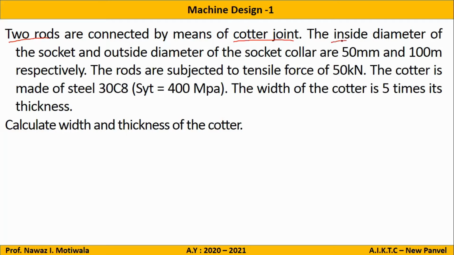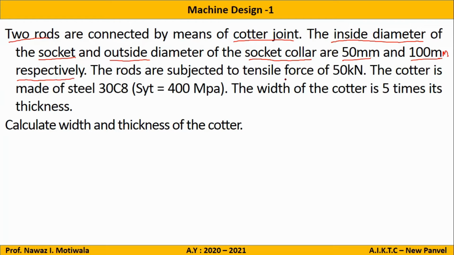The inside diameter of the socket and the outside diameter of the socket collar. See, both different things are given. Inside diameter of socket and outside diameter of socket collar are 50 mm and 100 mm respectively. This is mm, please make the correction: 150 mm and 100 mm respectively.